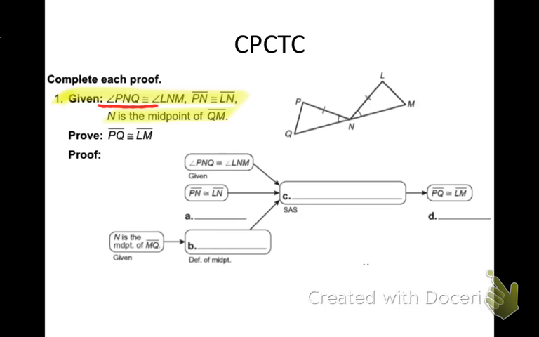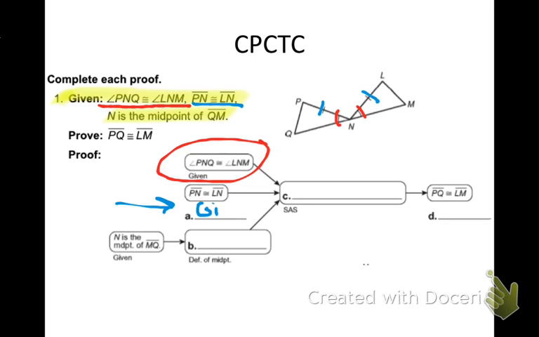So angle PNQ and angle LNM. How do I know those two are congruent? Because it is given to me. That's that first part right there. That's given to me. Okay. Next part. PN and LN are congruent. How do I know those are congruent? Because it is given. So in A, I'm going to put my explanation is it's given to me.